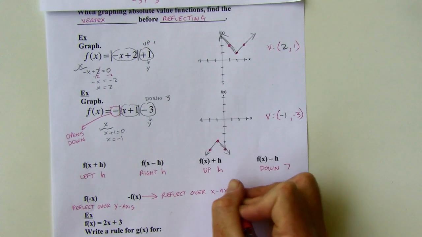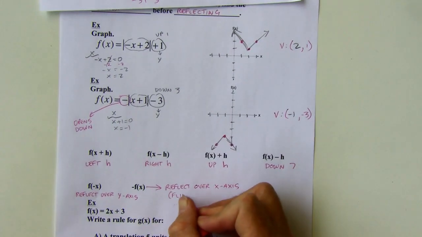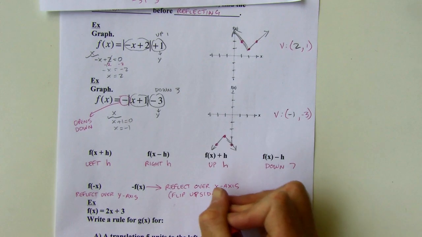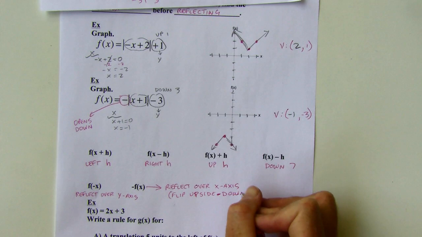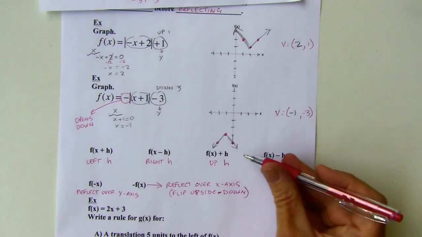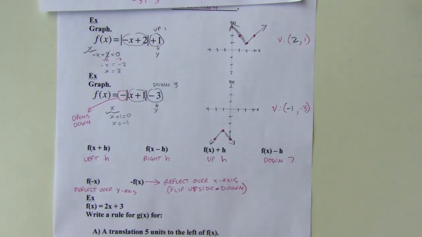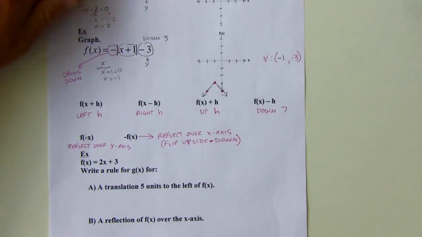And another way you can think of that is really flipping your graph upside down. So for these absolute value functions, it means they'd be opening downwards. Or if this was a parabola, it'd open down if you had a negative like that. Okay? All right. So let's look at this from a different perspective.